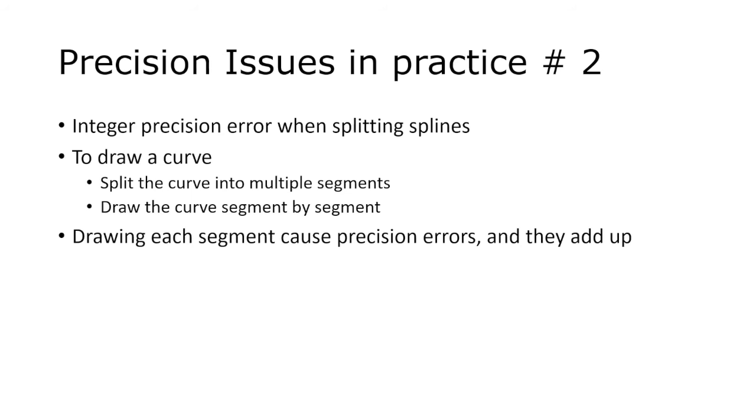So the next precision issue in Skia involves drawing splines. You can simply think of a spline as a curve, and to draw a curve, it will first be divided into small segments, and Skia draws the entire curve segment by segment. The problem is that for each segment you draw, there's an error associated. And as you draw more and more segments, these errors add up and snowball into a big one.